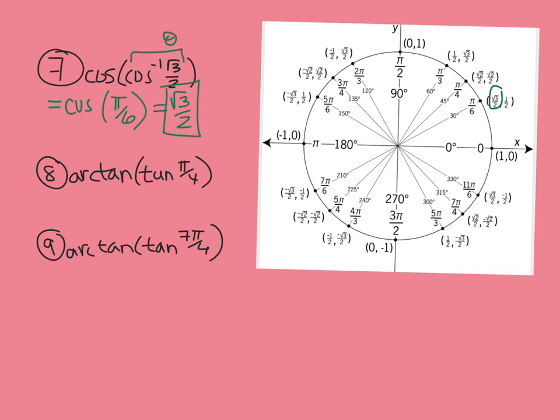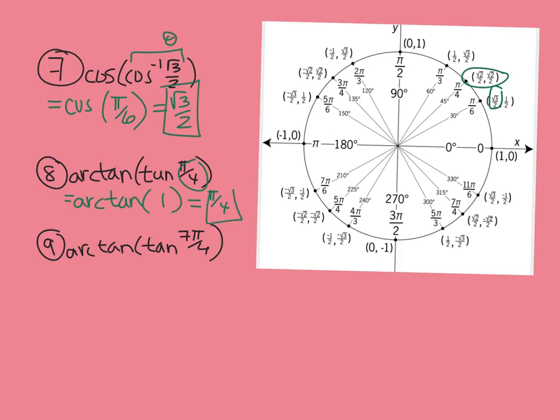Number 8, this is a really, really similar thing. There is going to be one caveat that we're going to have in just a second. But for 8, if you do tangent of pi over 4, which we have right here, you end up getting 1. Arctangent of 1 is actually going to just be pi over 4. It's what we started with. So you're good on that one.